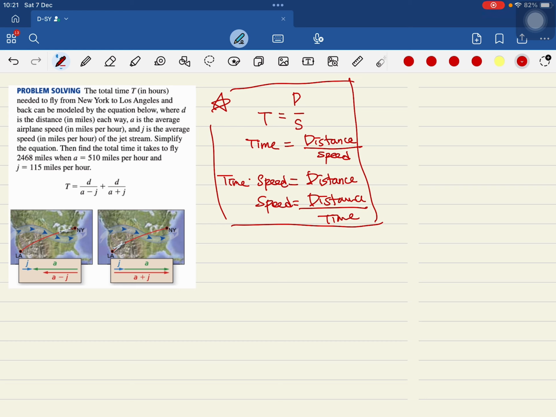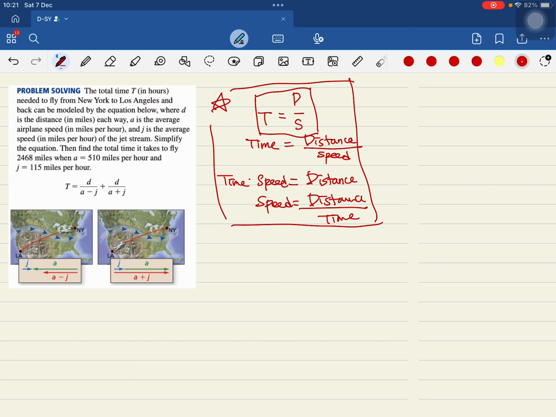So here, total time T. This is a question about time, so we will use maybe this formula. Time T needed to fly from New York to Los Angeles and back can be modeled by the equation below. D is the distance in miles, A is the average airplane speed in miles per hour, and J is the average speed of the jet stream.